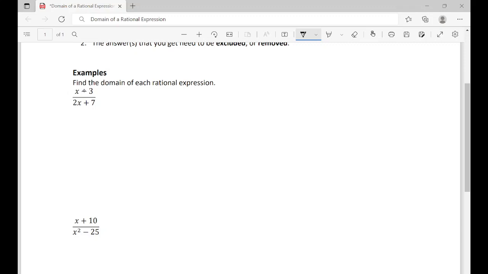So first, find the domain of each rational expression. We have x minus 3 divided by 2x plus 7. I don't care about the top. I'm only focused on the bottom, and I'm going to set it equal to 0. And here I'm going to solve. Subtract 7 over. 2x equals negative 7, and then divide by 2. x equals negative 7 halves.